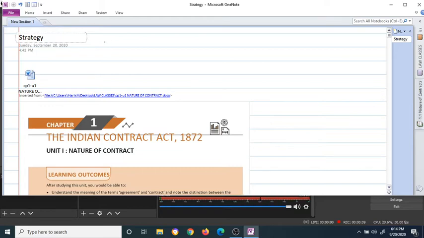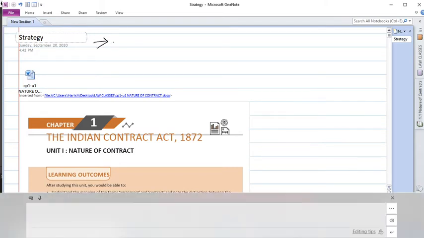So we will be starting from today, and it will take us almost 25 to 30 days to cover the entire syllabus. Now I'll quickly take you through the strategy: what we are going to cover and what the pattern of coverage is.